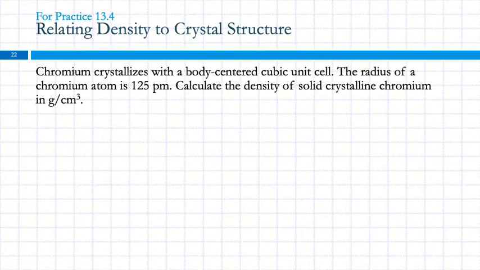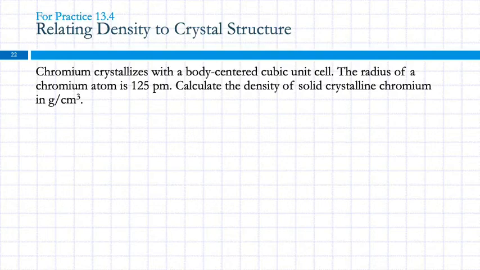Chromium crystallizes in a body-centered cubic unit cell. The radius of a chromium atom is 125 picometers. Calculate the density of solid crystalline chromium in grams per cubic centimeter. This is kind of an out-there sort of problem, but it's also really cool. So we've got a body-centered cubic unit cell. What's a little tricky about this problem is we just talked about the face-centered, and so we tend to want to do the face-centered. It's the body-centered.